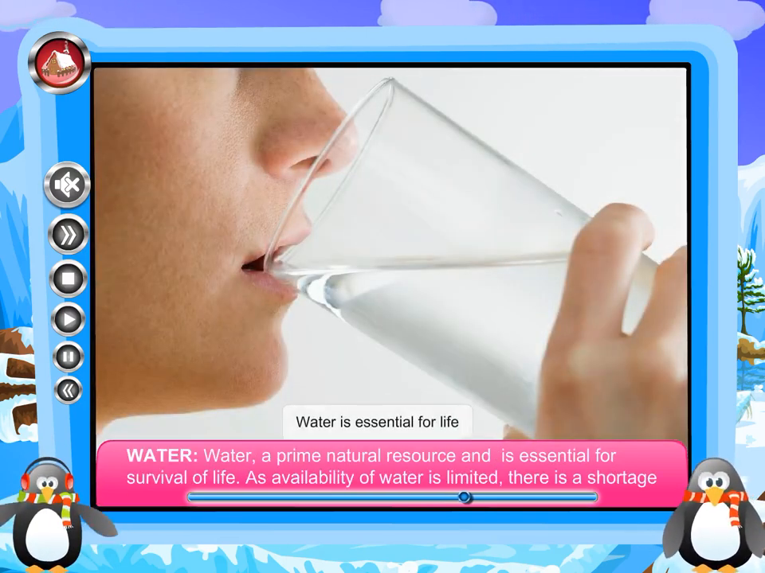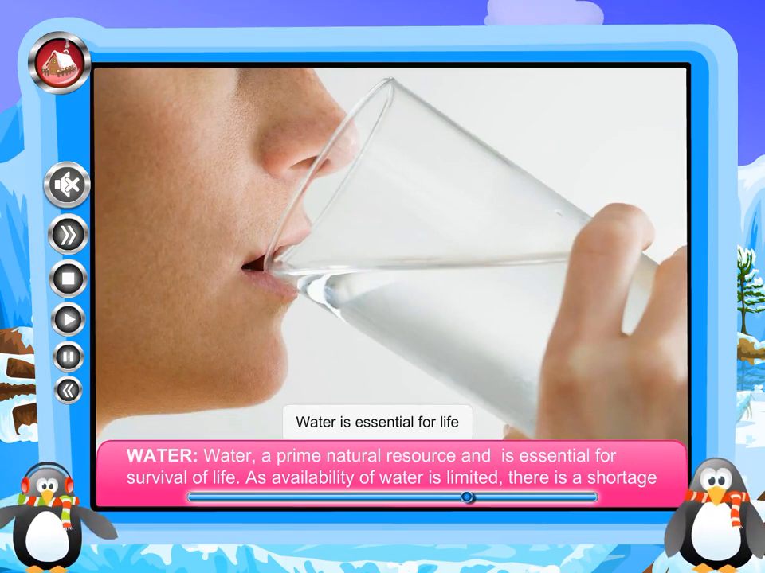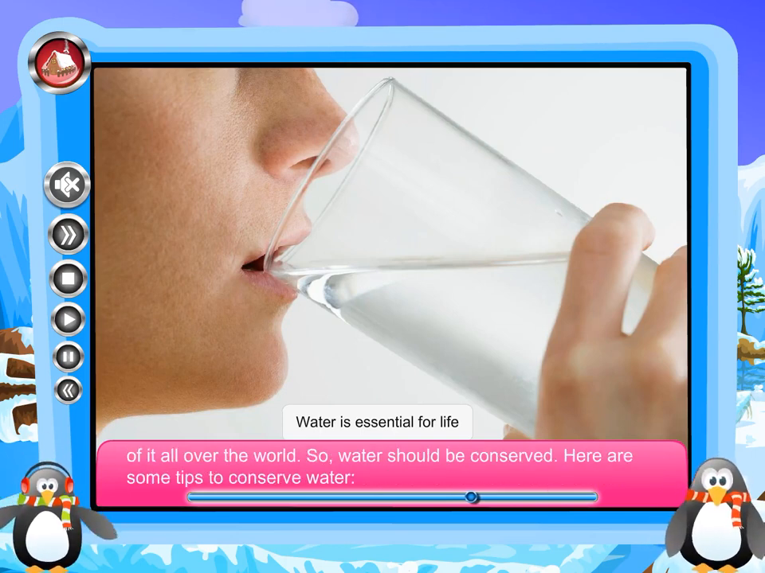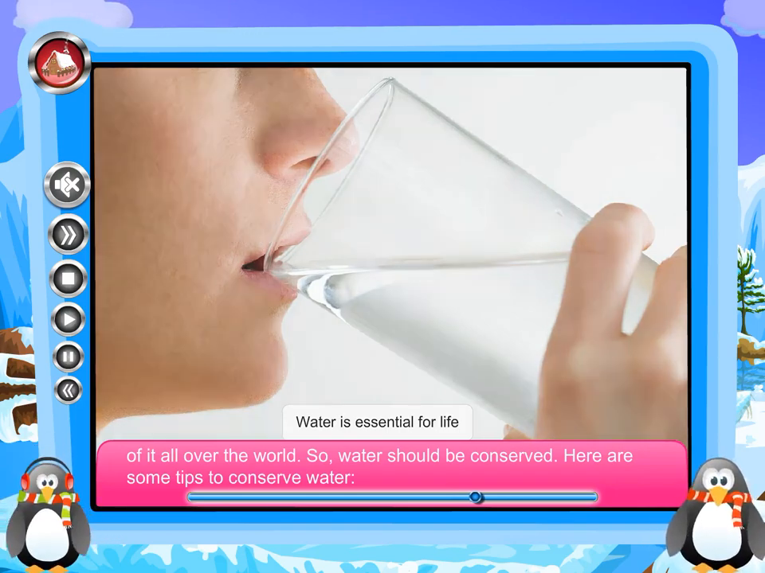Water. Water is a prime natural resource and is essential for survival of life. As availability of water is limited, there is a shortage of it all over the world. So, water should be conserved. Here are some tips to conserve water.